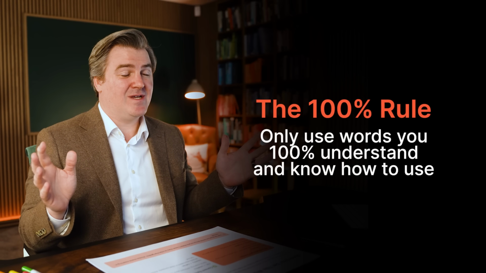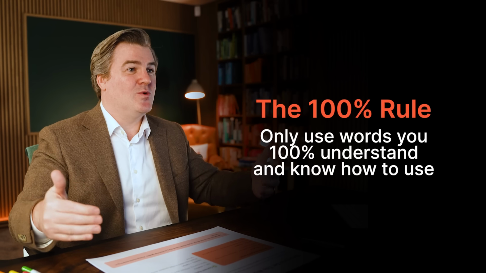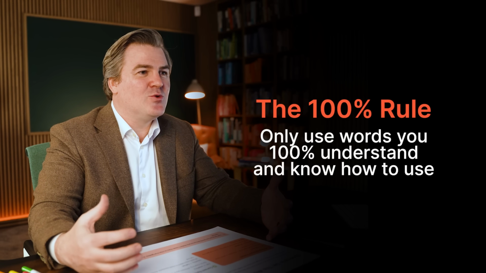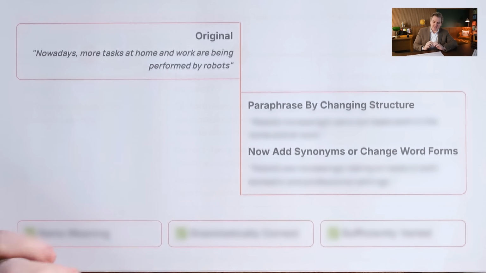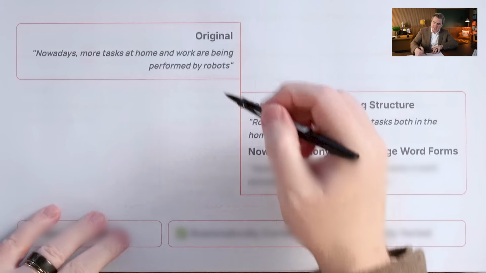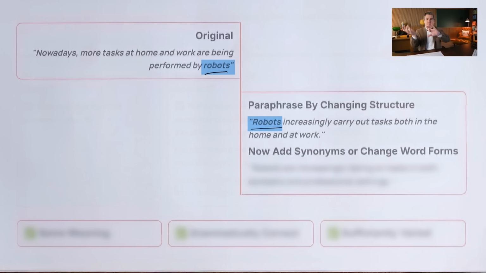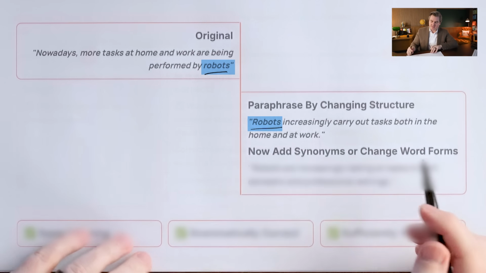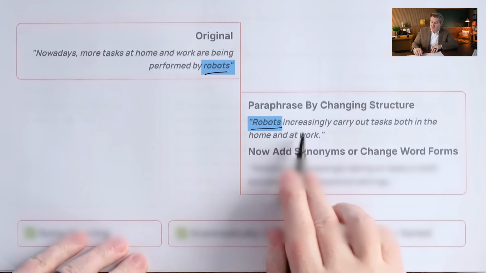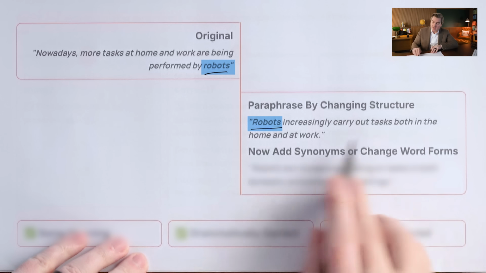If you want to be sure, only use words you are sure of the meaning of. That's a good rule to have in general. But synonyms alone are normally not enough. What we can do also is change the structure of the sentence. So here's the original one: Nowadays, more tasks at home and work are being performed by robots. We can change the structure where we take a noun or a keyword from the end of the sentence and flip it. We can put it at the beginning of the sentence. So instead of performed by robots, robots increasingly carry out tasks both in the home and at work.